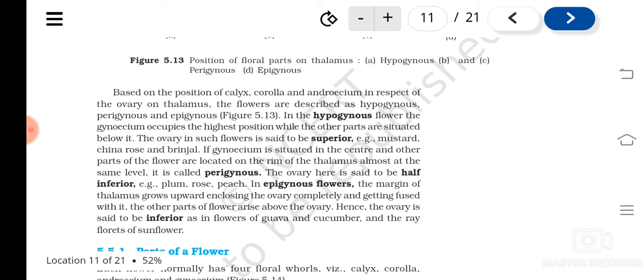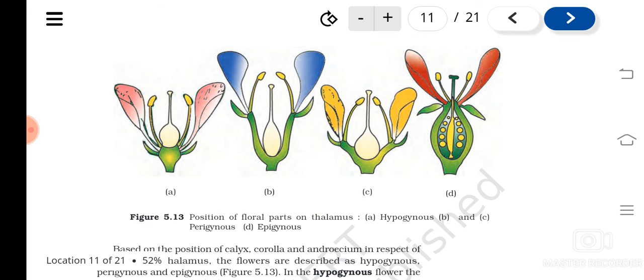Now, on the basis of the position of calyx, corolla, and androecium with respect to the ovary on the thalamus, the flowers are of different types. They are hypogynous, perigynous, and epigynous. So on what basis? On the basis of the relative position of the other whorls with respect to the ovary. So hypogynous flowers are the flowers in which the ovary is superior. Understood? So the gynoecium occupies the highest position.